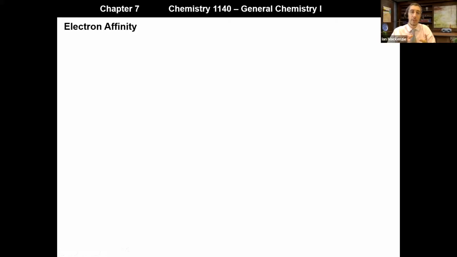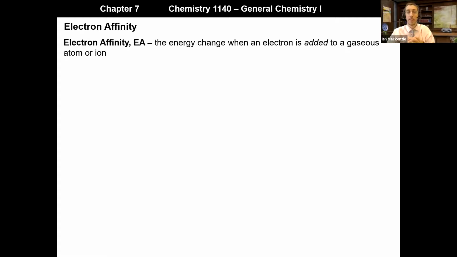So if ionization energy is removing electrons from neutral atoms to form cations, electron affinity is adding electrons to neutral atoms or to ions to form anions. And it's defined in this way. The electron affinity, which is given the symbol EA, is the energy change when an electron is added to a gaseous atom or ion. So an example would be chlorine, the chlorine atom plus an electron to form the chloride anion. And the energy change associated with that process is defined as the electron affinity for chlorine.